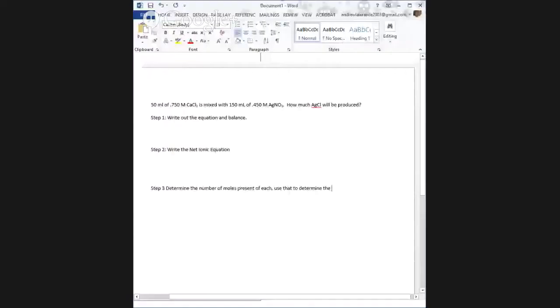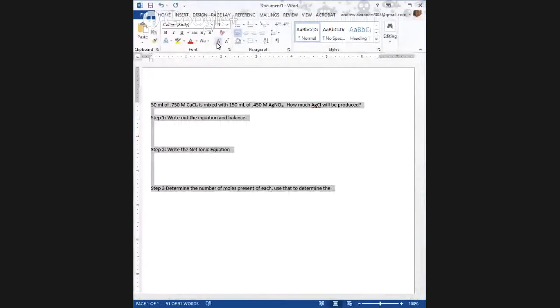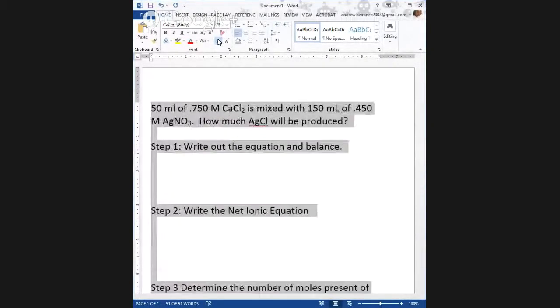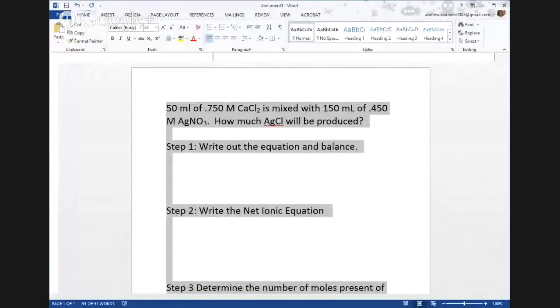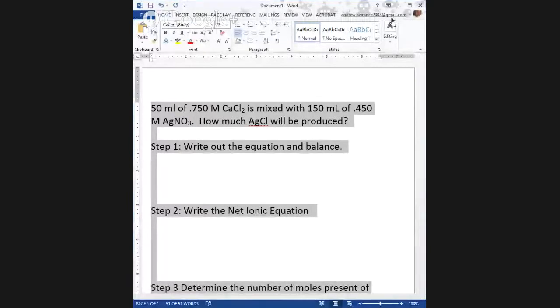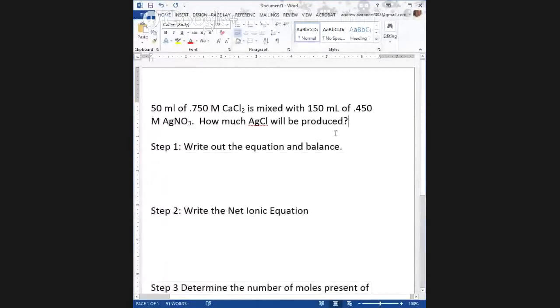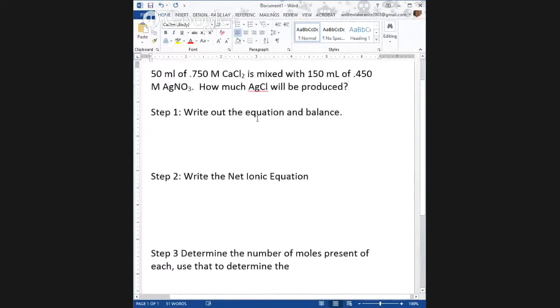I don't know why it was backwards, but let's try this. We're going to look at another example here. And I'll bring the size up on this. It's a little bit easier to view. Okay. Now, it says 50 milliliters of 0.75 molar calcium chloride is mixed with 150 milliliters of 0.45 molar silver nitrate. How much silver chloride will be produced?